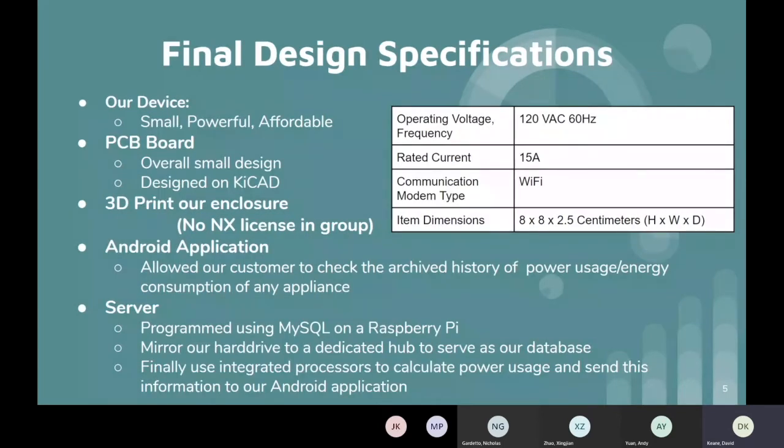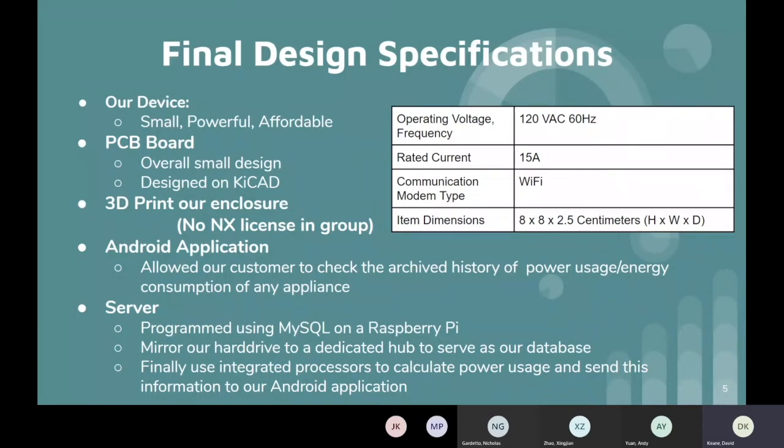So for some final design specifications, our goal is to deliver powerful data in a compact, affordable device. The PCB allows for individual devices to be put on a small design, which is consistent with customer appeal. We use KiCad, which is an open source PCB design environment that was used to develop this PCB. The Android app allows for the general public to easily use that information at the touch of a button in their pockets.